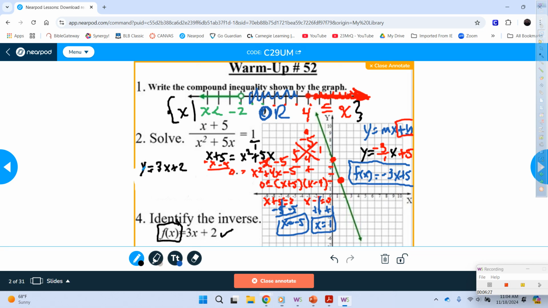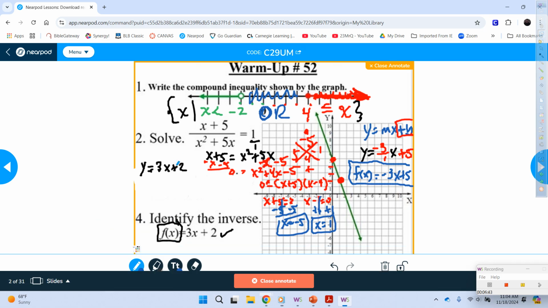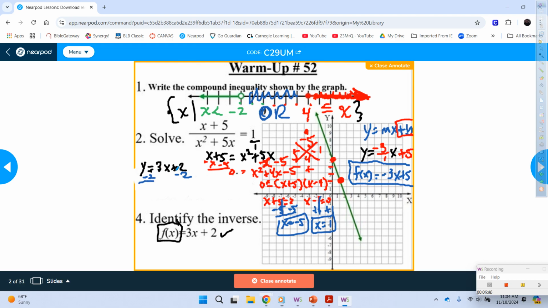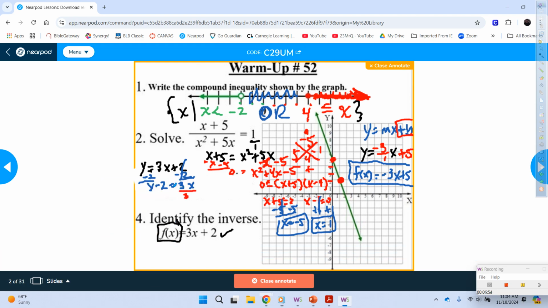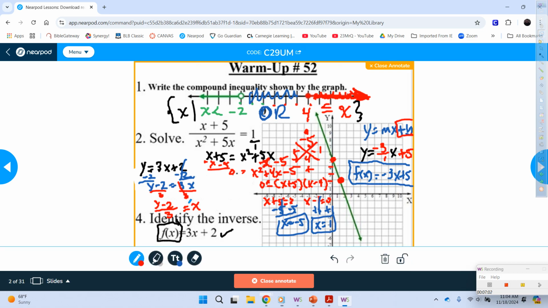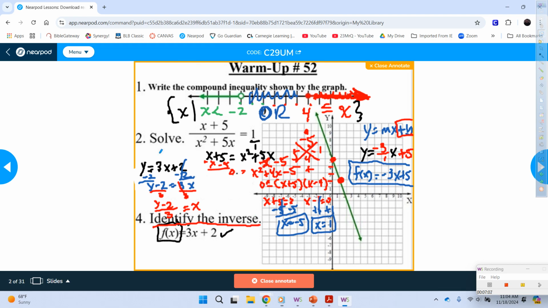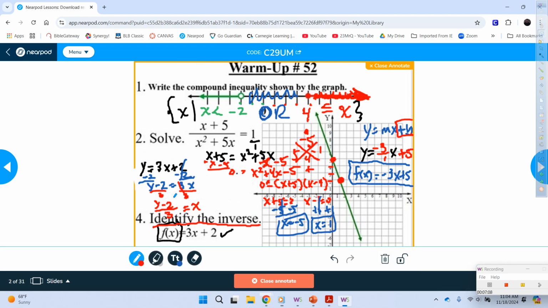Next, we're going to solve for x, which means what do I do next? Tell your neighbor. What do I do next to leave x by itself? Subtract 2, subtract 2. So we end up with y minus 2 equals 3x, and then divide by 3, divide by 3. So we end up with y minus 2 over 3 equals x. All right. So the process to identify the inverse, what was it, everyone? Change f of x to y, solve for x.